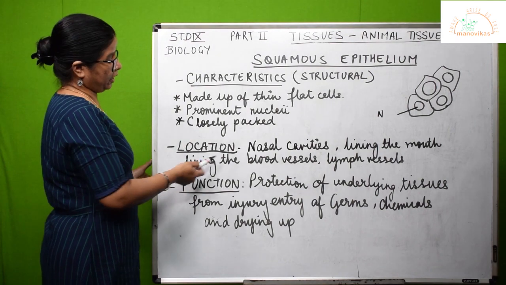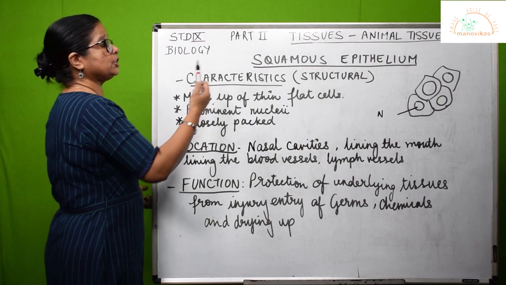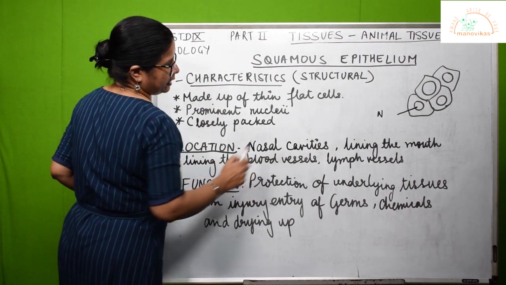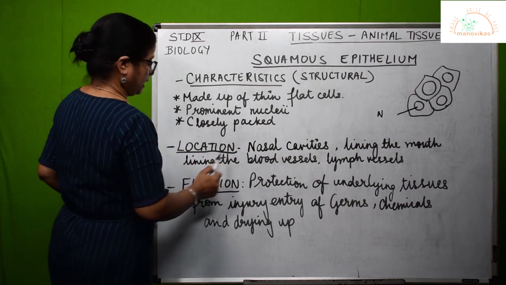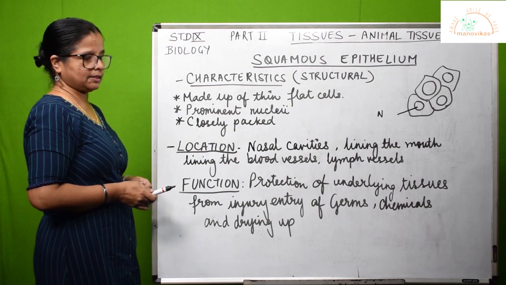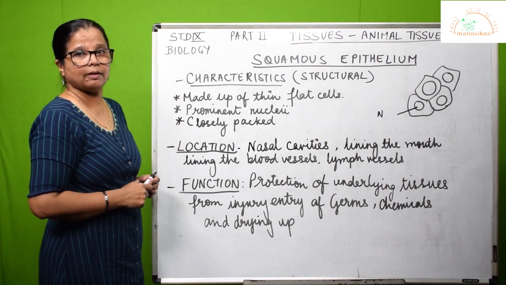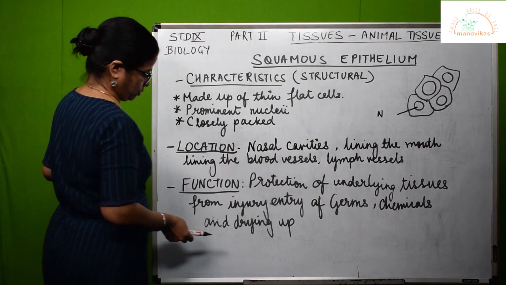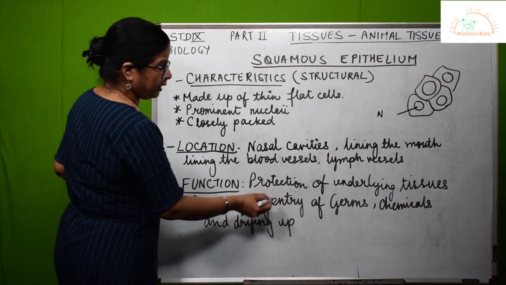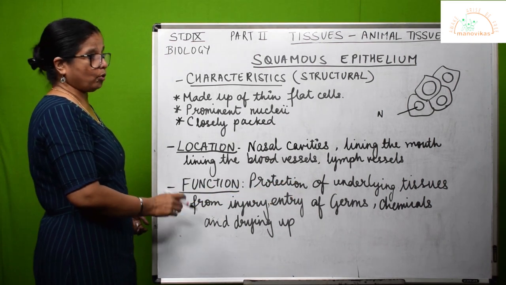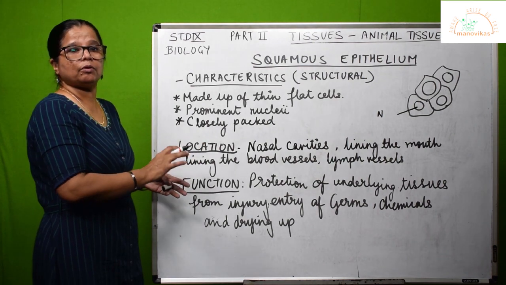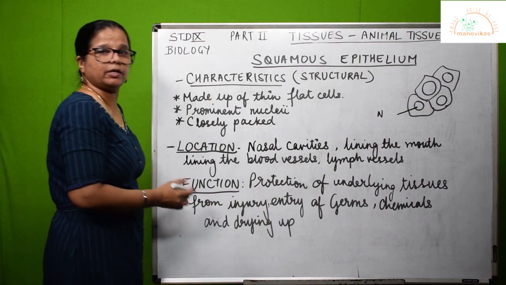Where would it be found? A question can be asked to you in the exam: what is the location of squamous epithelium? So you have to tell. Nasal cavities, lining of the mouth, lining of the blood vessels and of the lymph vessels. So, location. Function: if it is lining something, it is hence protection. It's protecting what is inside, the underlying tissues, from getting injured, from the entry of germs, and from chemicals that can touch it. Also it conserves moisture. That means it doesn't allow the internal tissues that it is protecting to dry out and lose their moisture.